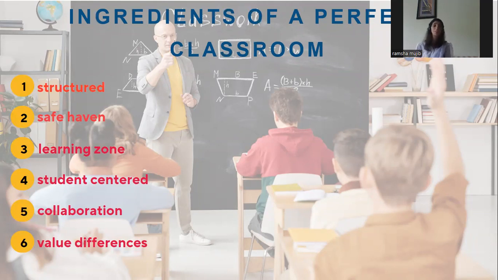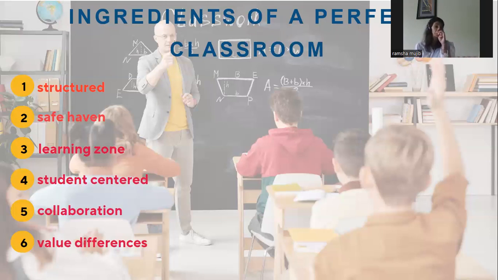So these are a set of six ingredients which I found vital in order to ensure that a perfect classroom exists. The first and foremost is that the classroom has to be structured. There have to be written rules. The students have to know that there's a code of conduct. The classrooms are organized physically and the codes of conduct are imparted to the students. They know the rules and regulations, how to go ahead without disturbing the lesson of the class, and how to behave.